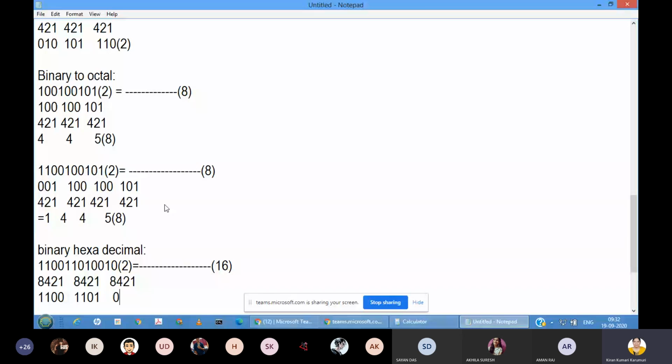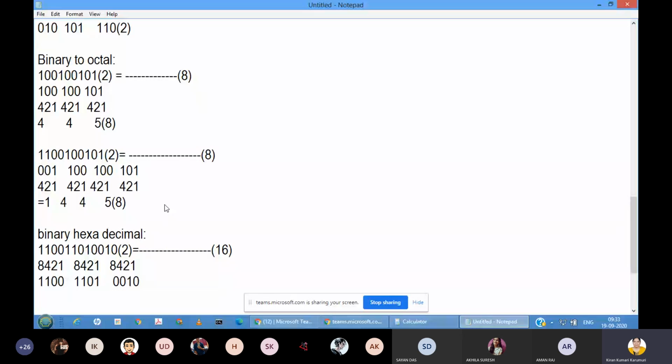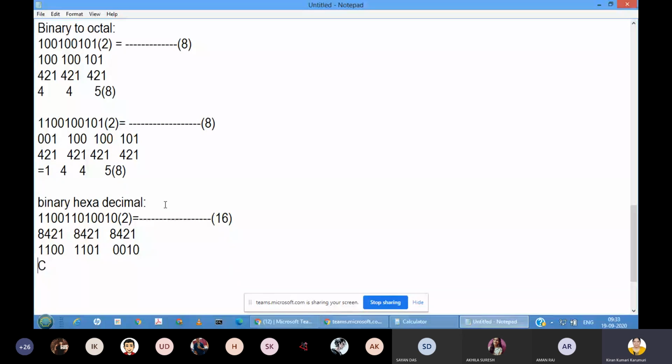Now convert it. 8 plus 4 is 12, and 12 means C. Next, 12 plus 1 is 13, which is D. Then 2. This is base 16, that is the answer. Okay, your answer is correct. Did you understand? So now let's proceed to types of softwares.